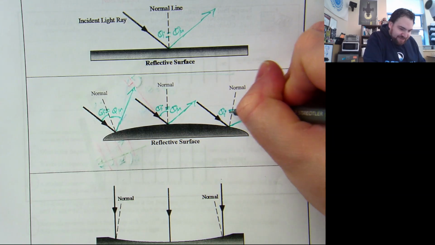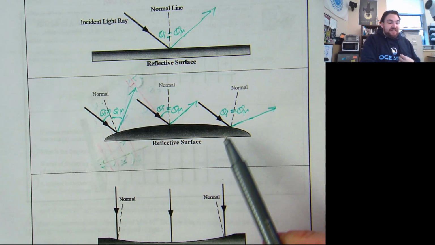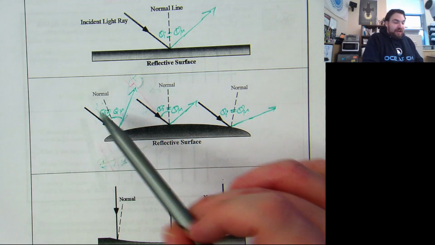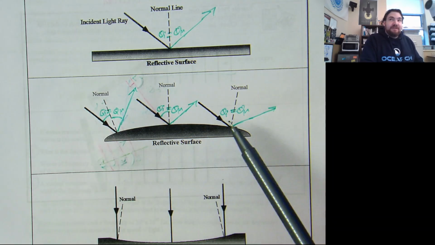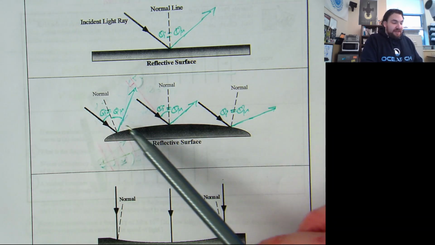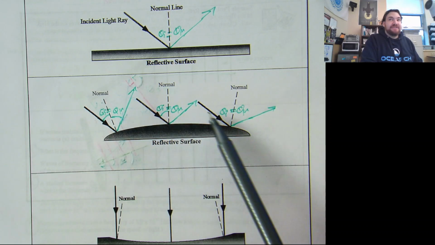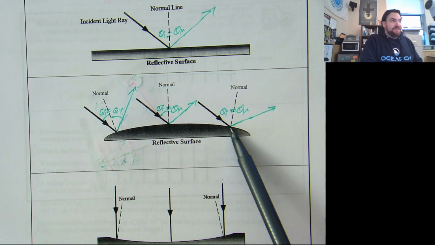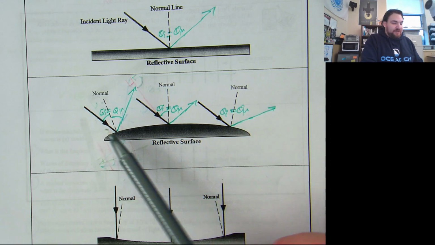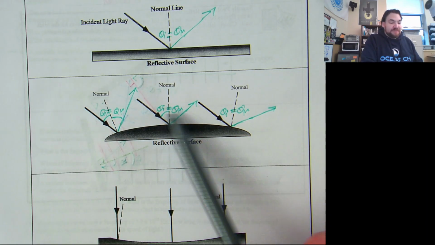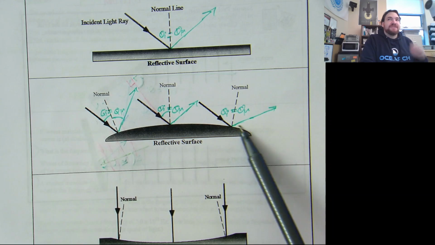Theta I equals theta R. And for every single beam, you're going to have these angles being equal. But for light that was all coming in at the same direction, I hope you can see what's happening here. The angles that it's bouncing off at are getting bigger depending on where the light hits the reflective surface. So when it hit over here, it was a smaller angle than when it hit in the middle, which was still a smaller angle than when it hit on this far curved side.